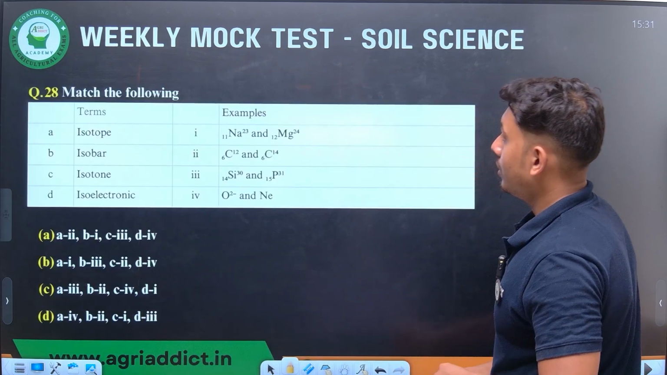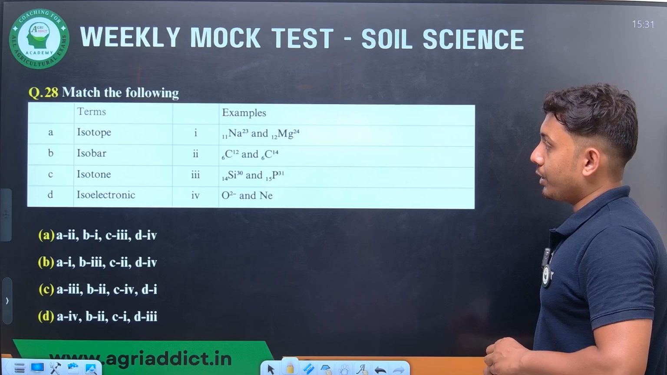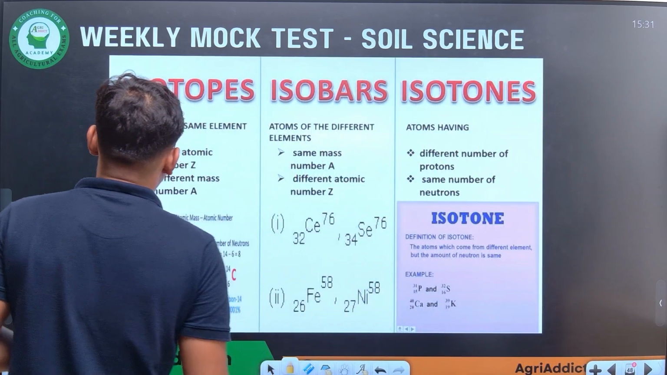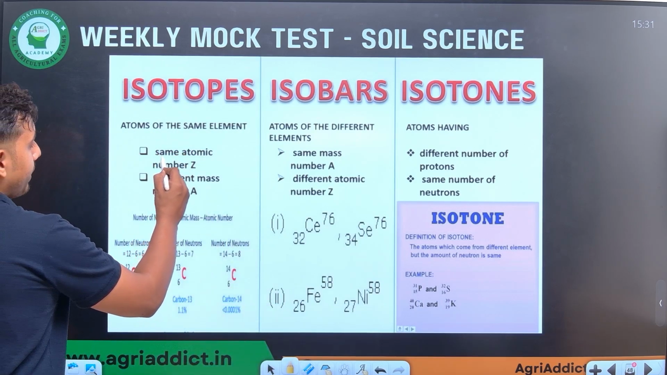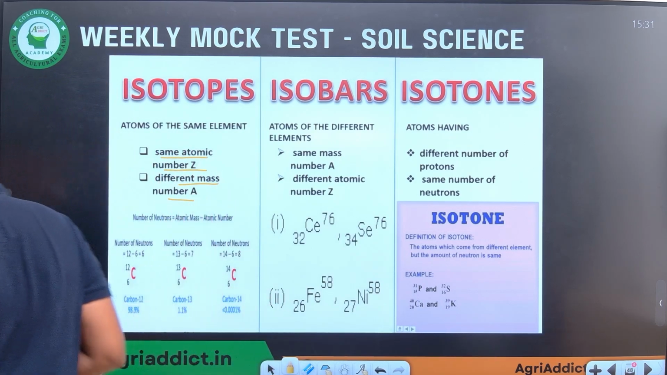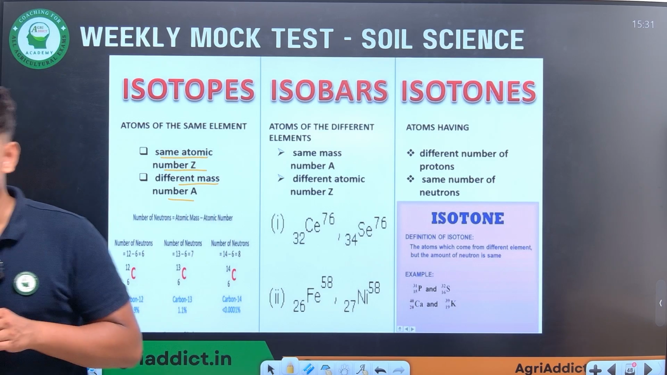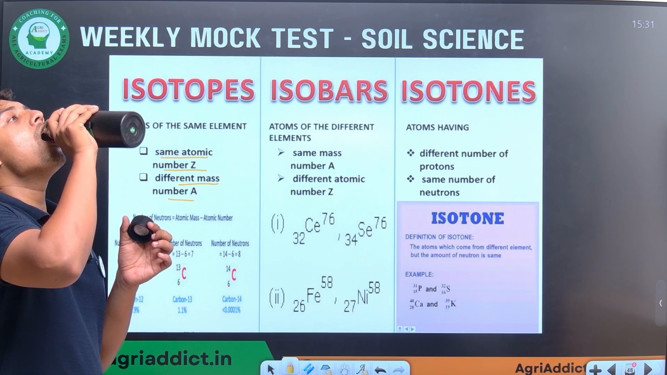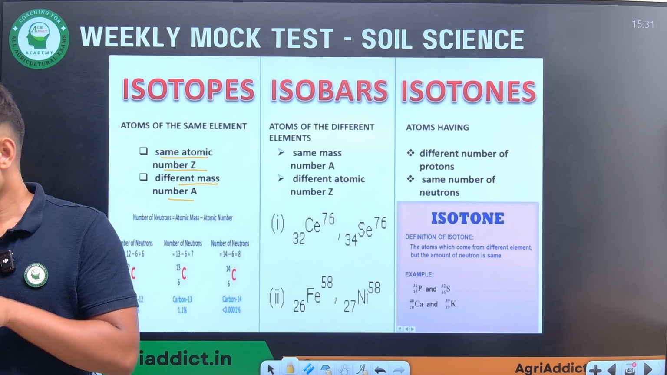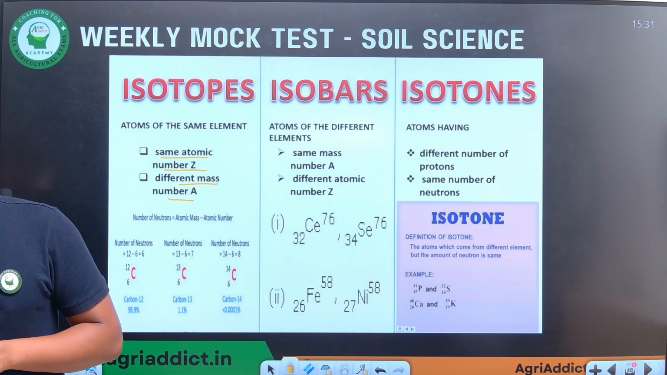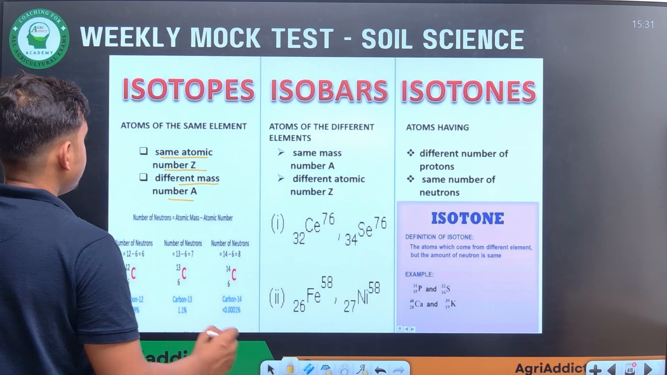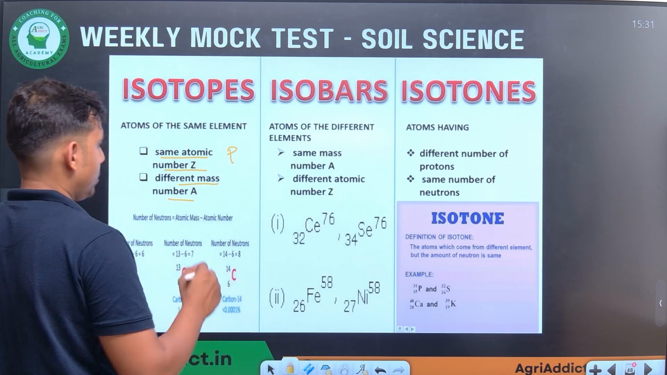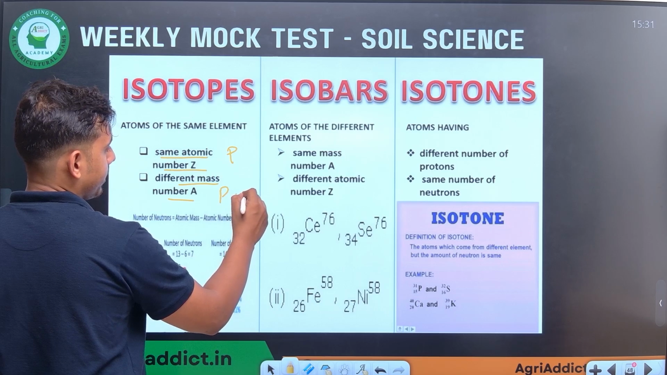Next, what are isotope, isobar, isotone, isoelectronic? So first we learn what those are. What is an isotope? Isotopes have the same atomic number and different mass number. What does it mean? Same atomic number and different mass number. It means the proton number will be the same, but there will be a difference in the neutron number. So that proton plus neutron changes.